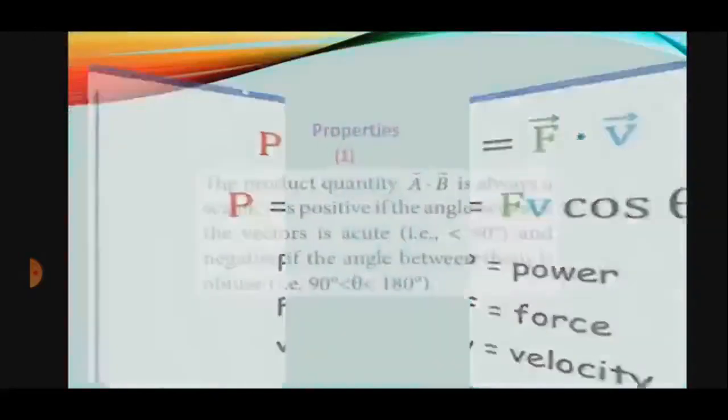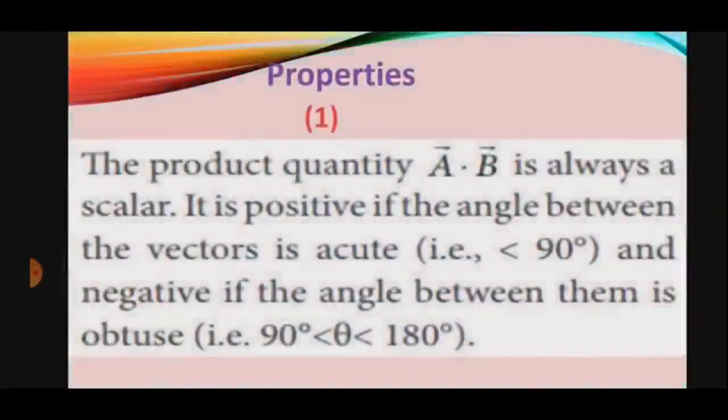Then go to the properties of the scalar product. Now listen, it is a very important 5 mark question: properties of the scalar product of two vectors. It is the most important 5 mark question in this lesson. Okay, now listen. First property: there are two quantities, one is A vector and another one is B vector. The dot product of the two vectors, A vector dot B vector, is always a scalar.